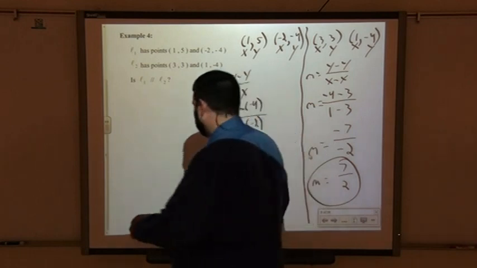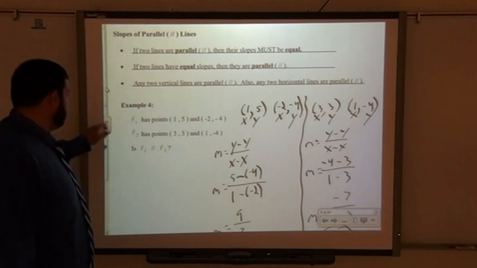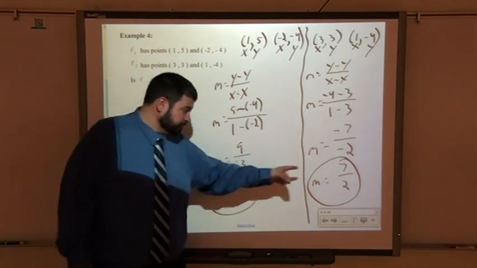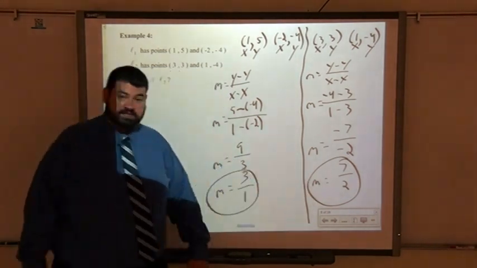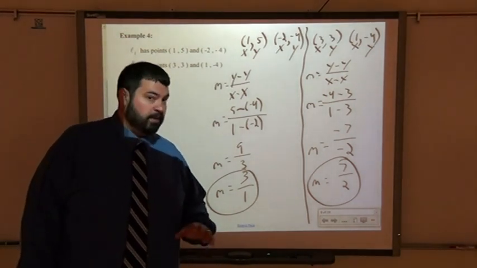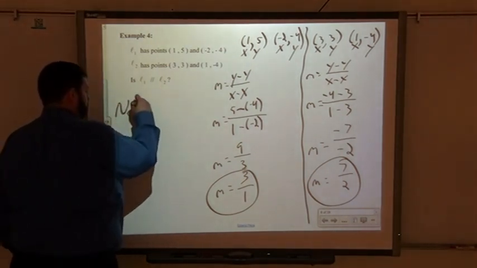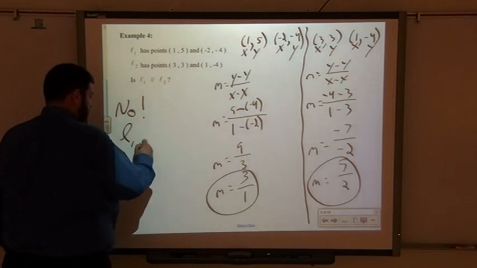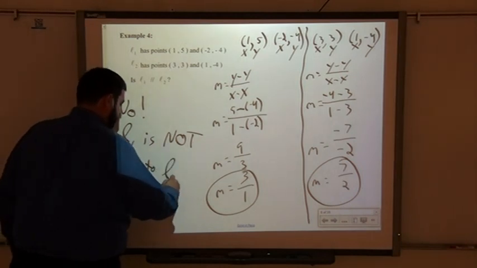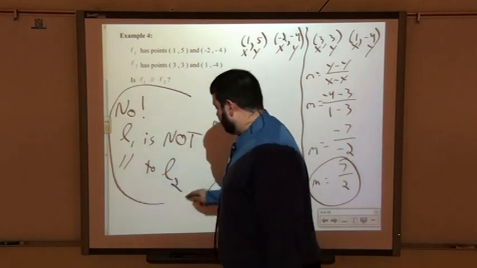Now, what we need to look at is these slopes. Remember that we said earlier that the slopes of parallel lines must be equal. They must be equal. So, are these two numbers the exact same thing? Is 3 over 1 exactly the same thing as 7 over 2? You better be telling me no. Okay, you better be saying no. So, because they're not equal, I can say that no, line 1 is not parallel to line 2.